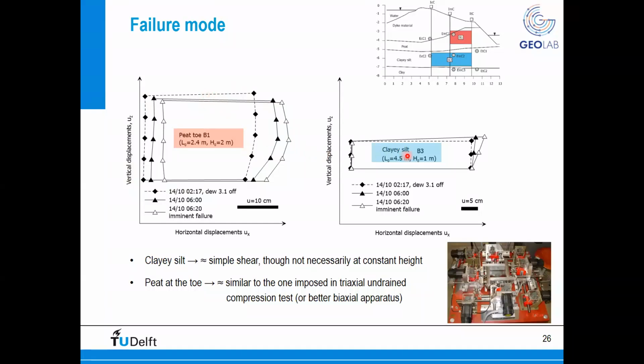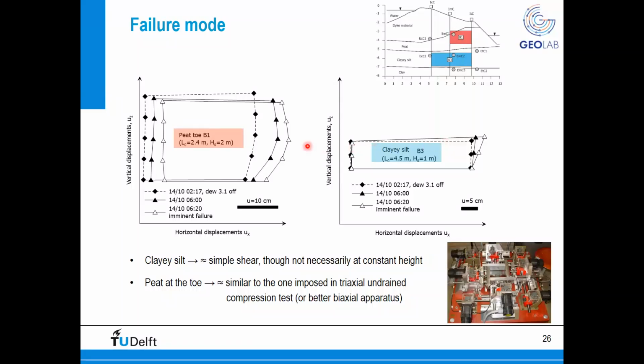At the same time, the behavior of the clayey silt layer is completely different. So by combining, again, the lateral displacement and the vertical displacement, we could see that the clayey silt layer behaves similar to a direct simple shear test, but however, there was a small dilation. So it's a direct simple shear test, not at constant height.